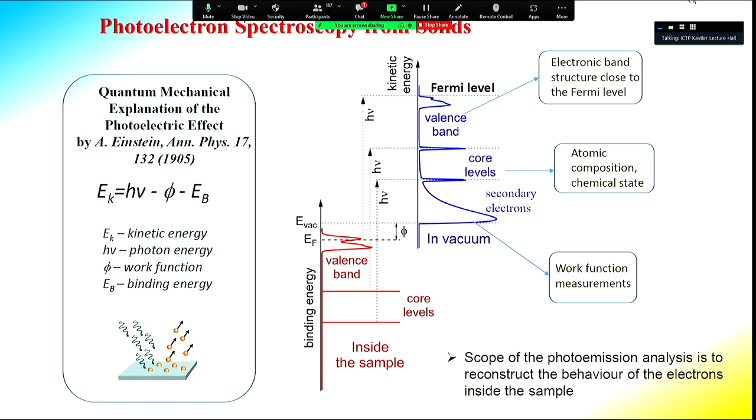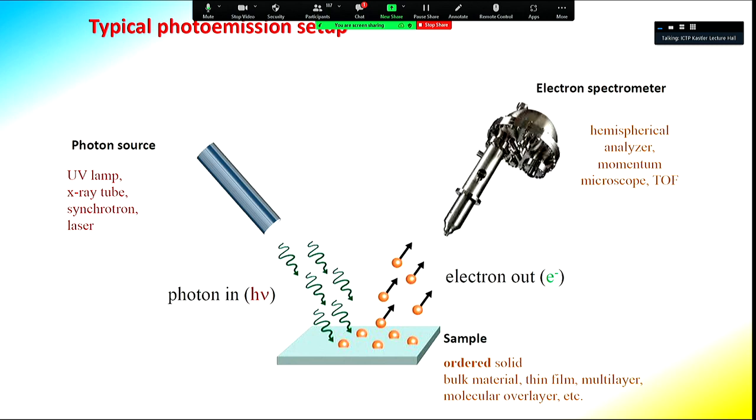The core levels are typically used to analyze the chemical composition of the materials, also its atomic composition, stoichiometry, and so on. And one of the important parts is also the electronic band structure, which is close to the Fermi level, which is given by the valence band electrons. So the main scope of the photoemission analysis is to reconstruct the behavior of the electrons inside the sample from its photoemission spectrum.